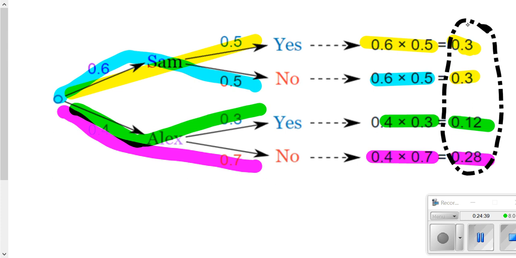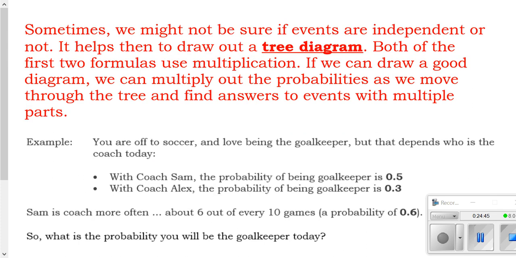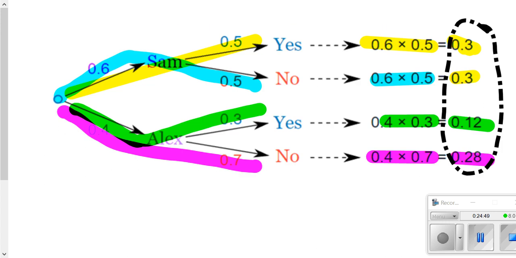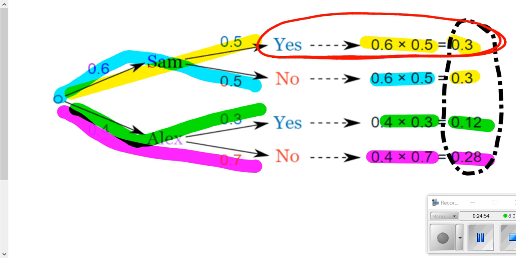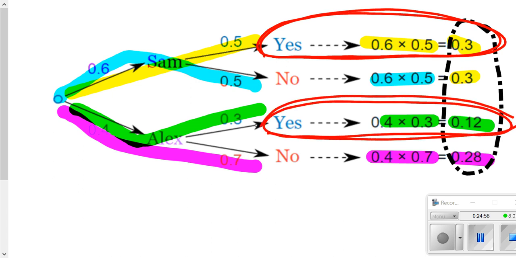If you said 1 or 100%, you are correct. And that my overall question in this was, what is the probability of being goalkeeper? Well, let's look at the things that caused me to be goalkeeper. Here I'm the goalie because that says yes, or here I'm the goalie because that says yes. Now notice I said or.